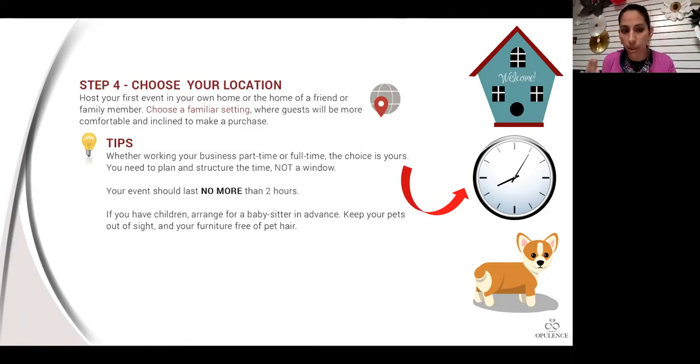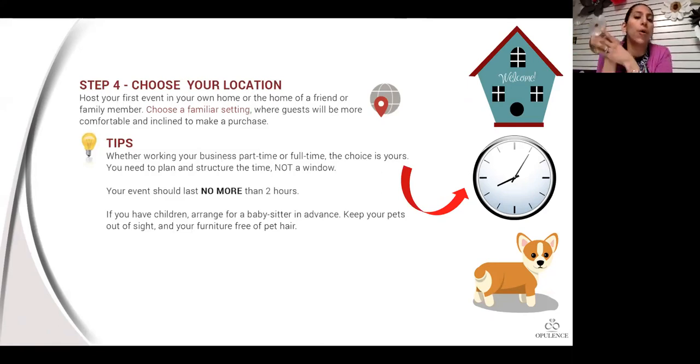And if you have children, you have to arrange for a babysitter in advance. You have to arrange for your pets to be out of sight and your furniture free of pet hair. Make sure you have a nice, clean environment. Take a look at the bathroom, that everything is organized. If you're renting a spot, for example in a community center, a room or a hotel, then it's a different setting.